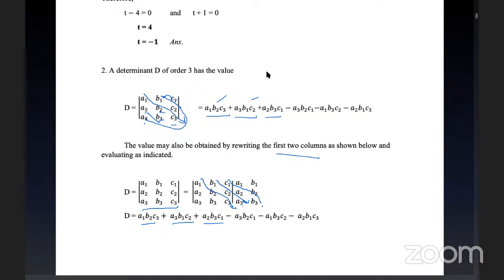So pagpataas naman, ibahin natin yung color. So this part here: a sub 3 times b sub 2 times c sub 1. Negative yan. And this is that term. And then b sub 3 times c sub 2 times a sub 1. Yan, negative din yung sign natin. And then lastly, c sub 3 times a sub 2 times b sub 1. Okay, minus. So this is the last term. Ayan. Evaluate na lang natin. So that is how you evaluate the determinant of order 3.